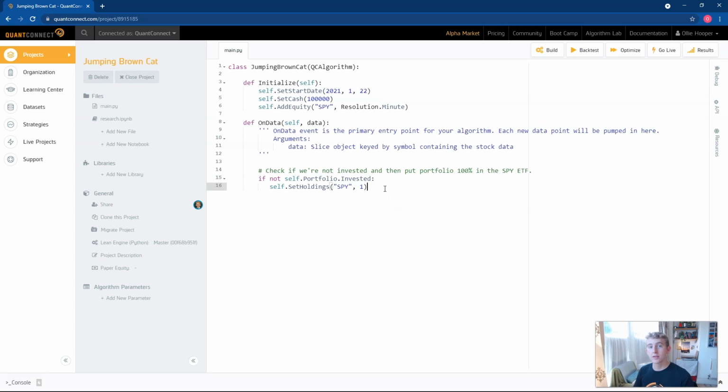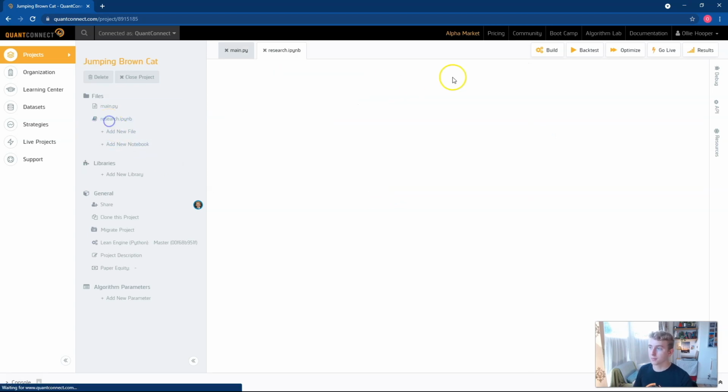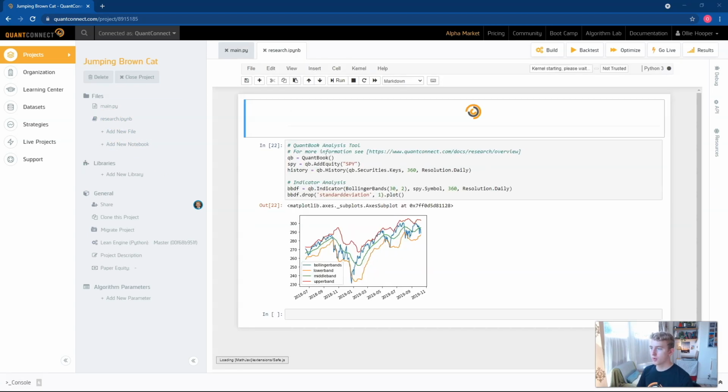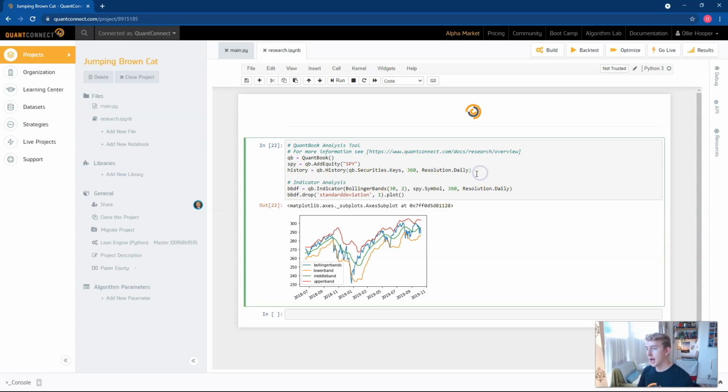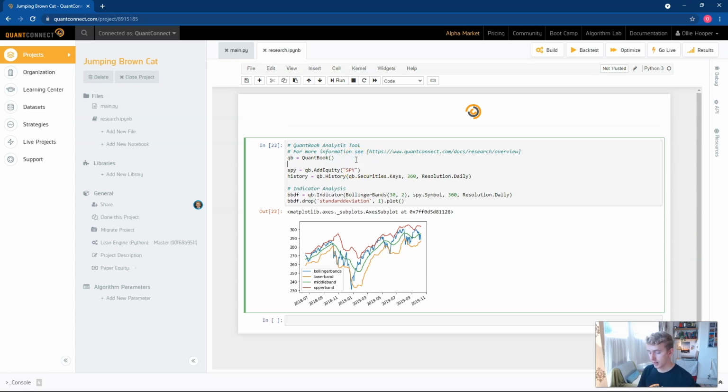So we're actually going to head straight into the research notebook. As you can see, we're greeted with the standard template code here. And something that I like to do whenever I'm working in the research notebook is to write in self equals QB. And what this allows us to do is to copy and paste the code over from our research notebook into our main algorithm.